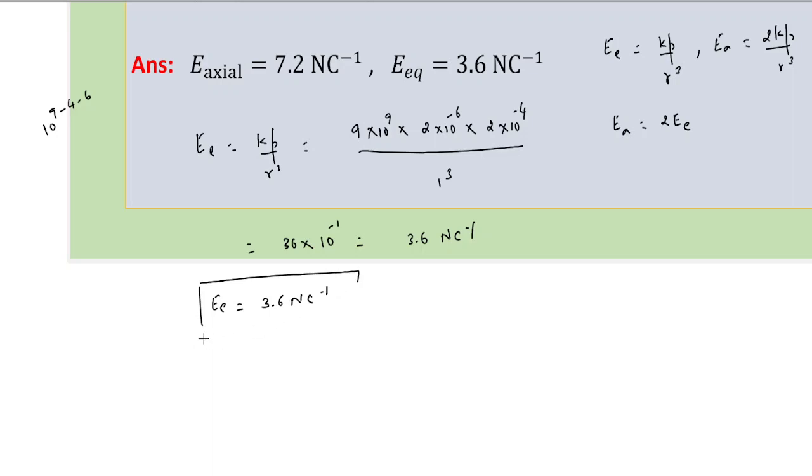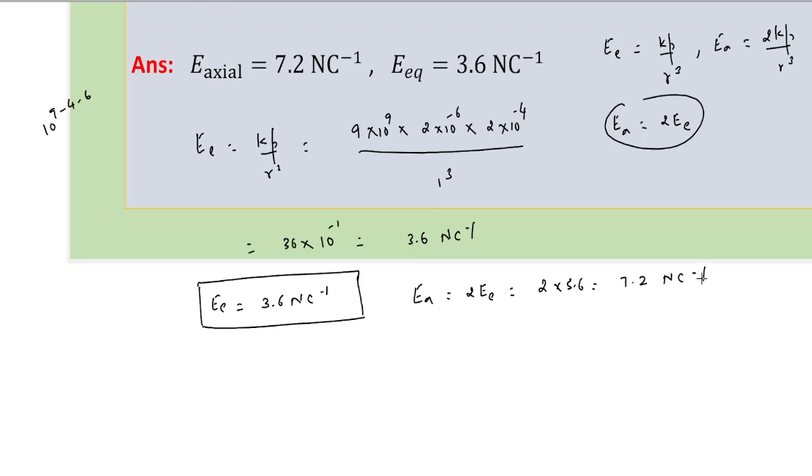Question says hence find. Hence find means we need to use this value to find the electric field for a point on the axis. Using this equation, the electric field at any point on the axis is equal to 2 times E, that is equal to 2 into 3.6, that is equal to 7.2 Newton per coulomb. So this is the required answer.